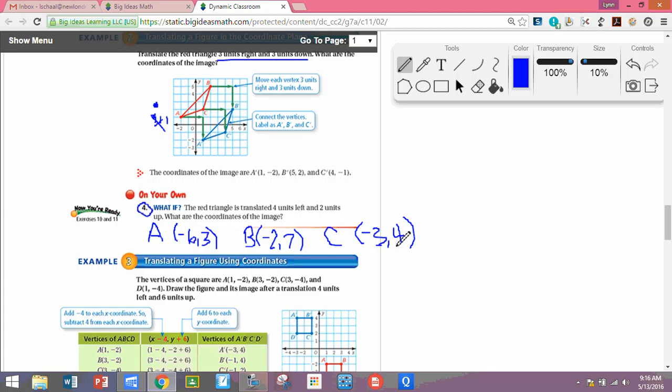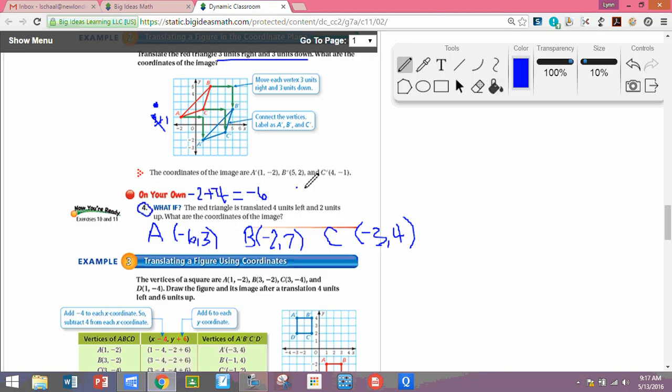Now, I'm going to be honest with you. I didn't draw them. I did them mathematically. So I just added or subtracted to get my new point. So if A here was -2 and I want to go to the left 4, I went -2 minus 4 equals -6, because this becomes plus a negative.